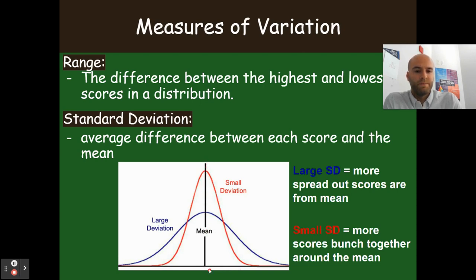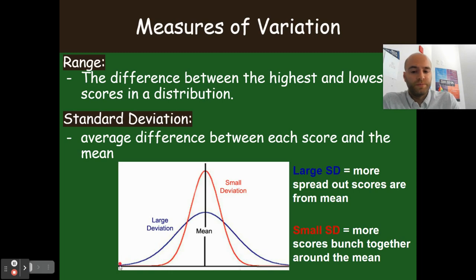Okay? So the red represents a small standard deviation because the scores are more bunched together. And you can tell that by the sharp, tall curve, right? Our scores here are closer together. They're closer to the mean. So our standard deviation is much smaller. Our average difference between each score is much smaller.